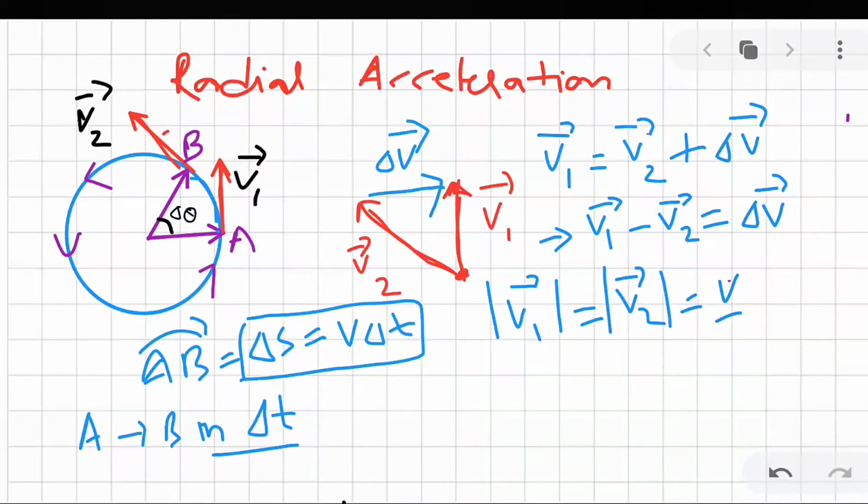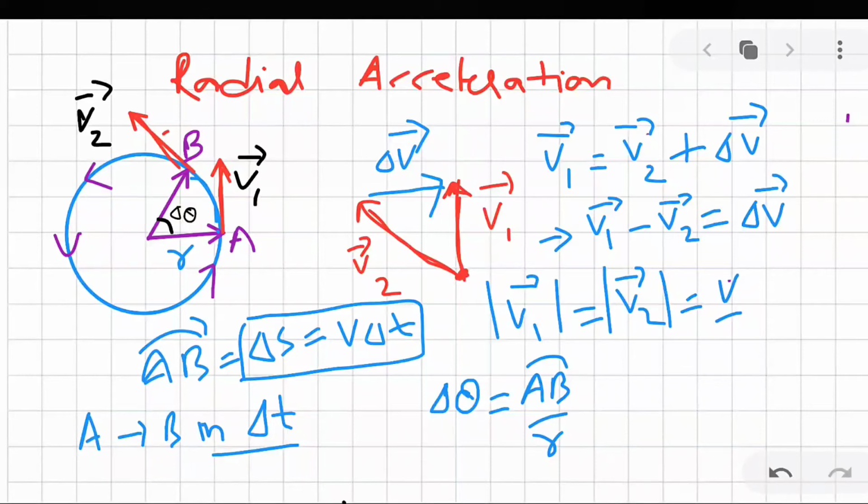Also, if R is the radius, then we know that angle is equal to arc length divided by radius. The angle here is delta theta. So I can write delta theta is equal to arc length AB divided by R.